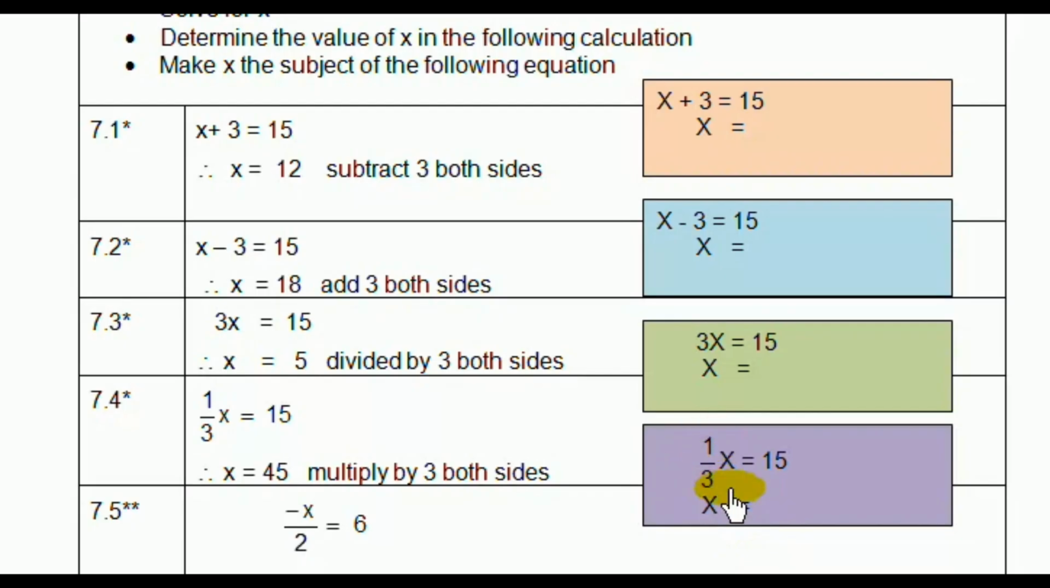Now leave out the third, just write down the x and ask yourself, now what did I do to get from 1/3 x to 1x? Now that is 3 times more. So if you've done times 3 there, then do it on the other side as well. The answer will then be 45.